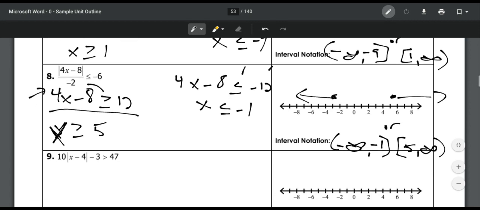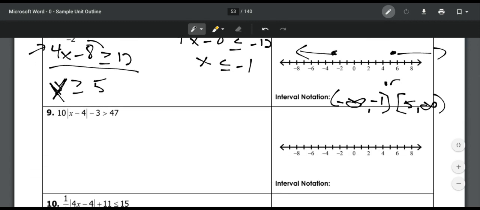Okay, the next one, you should be adding 3. So that would make that 50. And then you divide by 10. So that would make that 5. And then you have the absolute value isolated. And then you flip it.